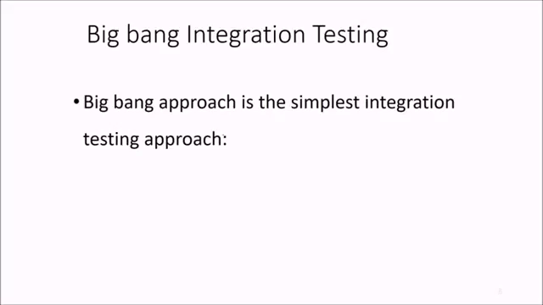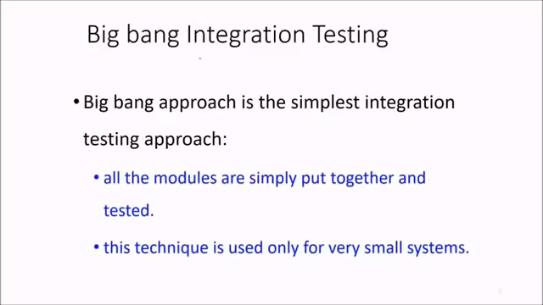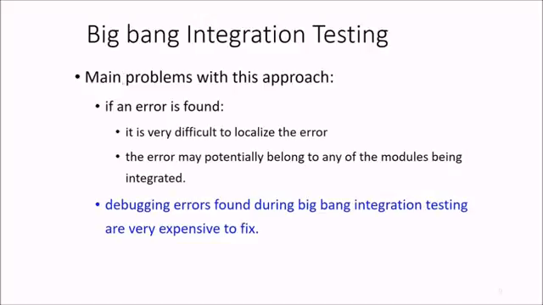As we talked about various approaches, this is the big bang approach, and this is the simplest integration testing approach. How is it done? We combine all the modules at once. They are put together at once, and then they are tested. For a small system this approach can be taken, and it is good for small systems where there are only a few modules. But as I suggested that we don't do it, there will be some problems.